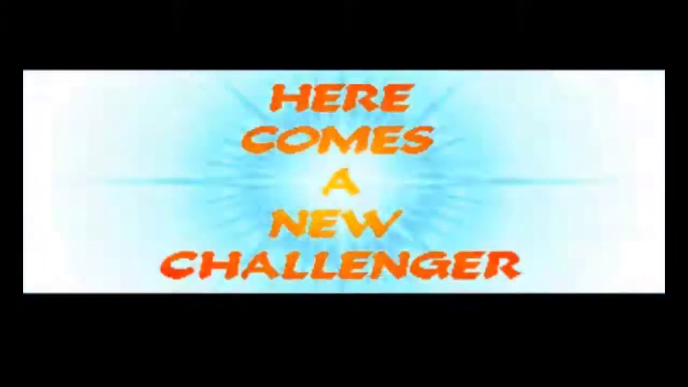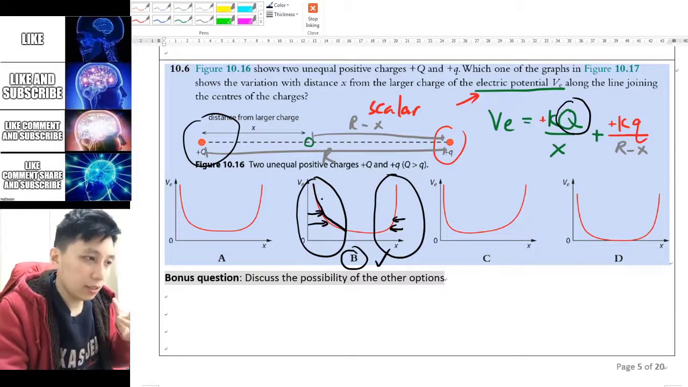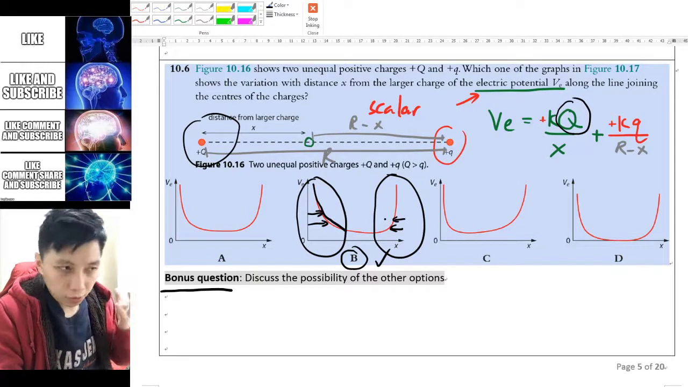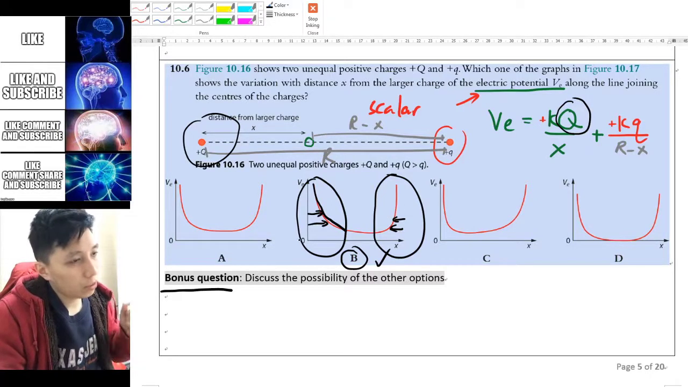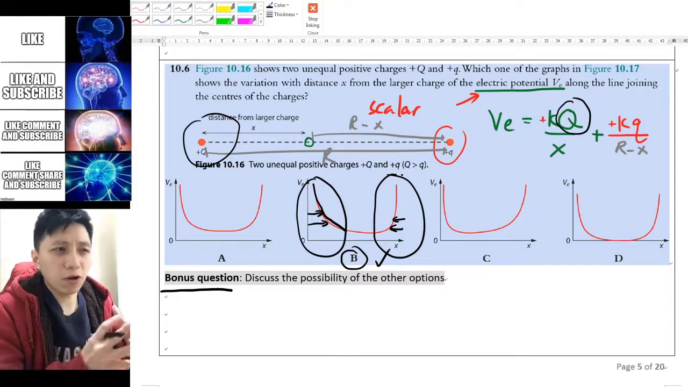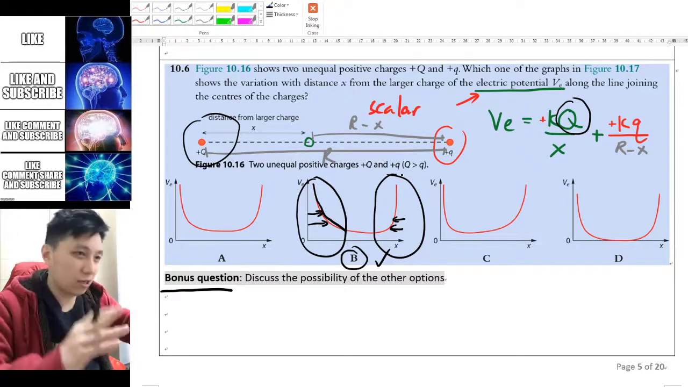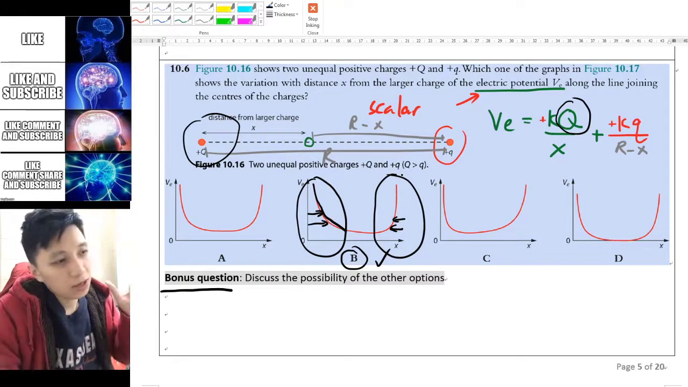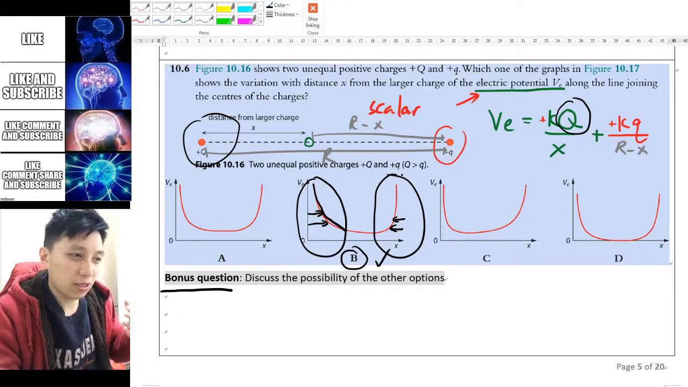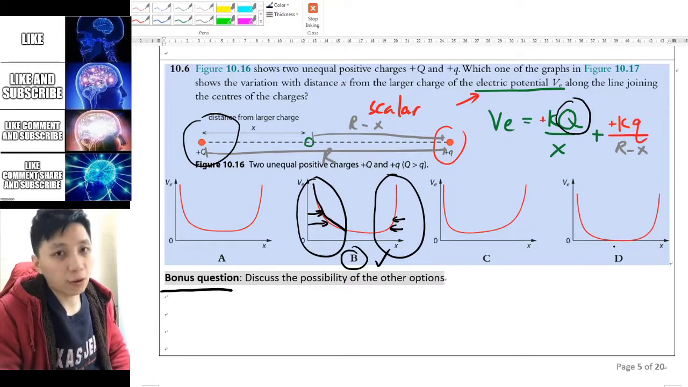Here comes a new challenger. Bonus question. If you haven't tried this bonus question yet, you may want to try it now because it's quite interesting. As you know, options A, C, and D are wrong just now because they don't match the diagram. So my question is, what configuration of those charges, if you can manipulate them, increasing, changing, doing whatever you like, would match A, C, and D respectively? Think about all cases.